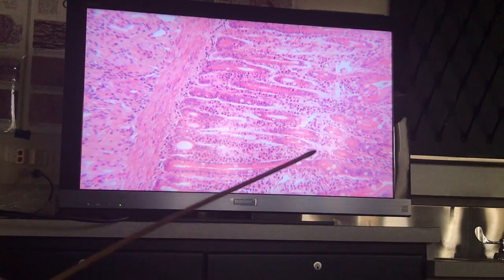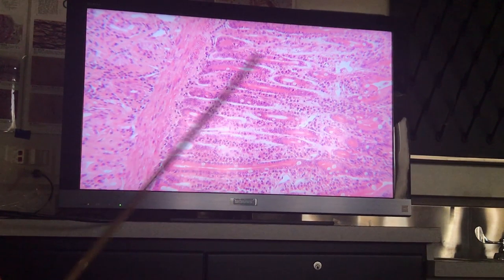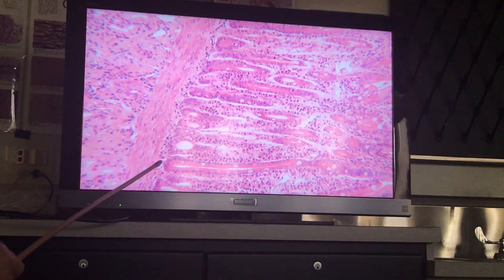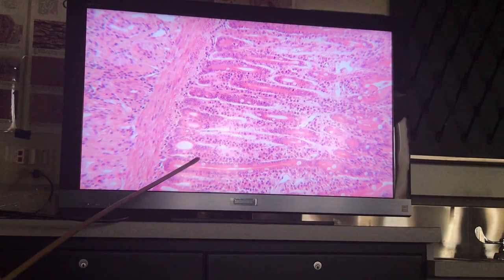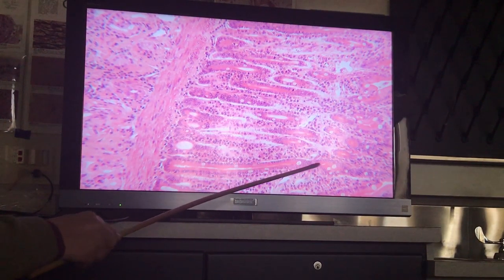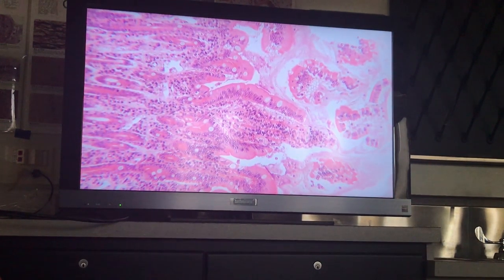Right? And these are essentially glands that penetrate all the way through the lamina propria, almost to the edge of the muscularis mucosae. These are not Brunner's glands. These are the crypts, right? And you can see they're made of pretty much the same types of cells for the most part as compose the microvilli.